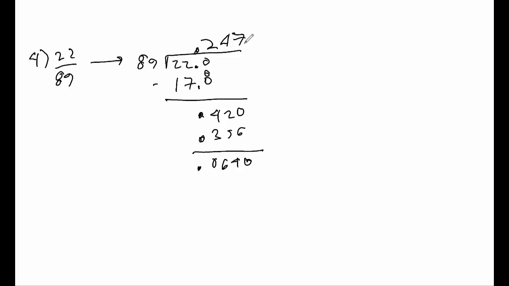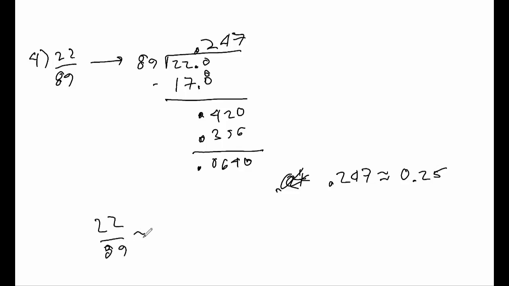So this will tell us, so I'm not going to bring it any further than this because I already know, since I only have to bring it to the second decimal place, or the hundredths place. So I know that 0.247 is approximately 0.25. So this means that 22 over 89 is about 0.25.